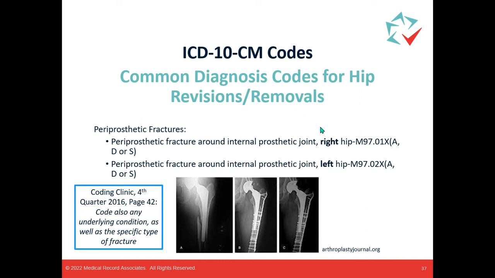This image shows a femoral fracture along the bottom portion of the prosthesis and then the resulting repair using a rod and cerclage bands to reduce that fracture. Those are the two images on the right.